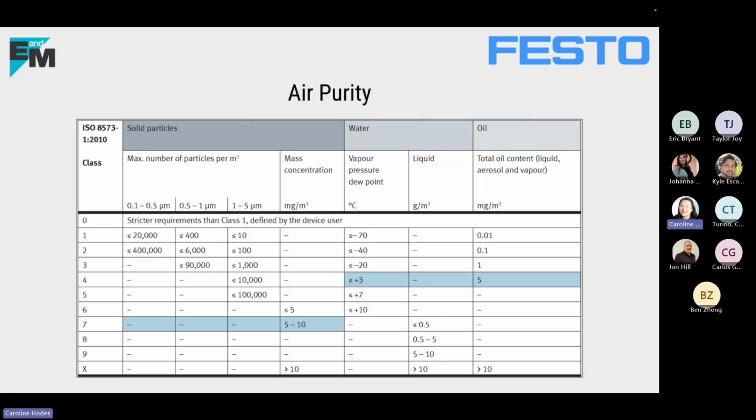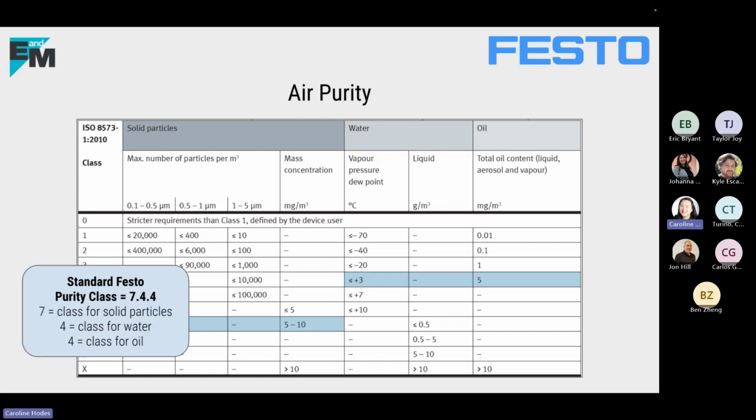Air purity looks something like this. This is an ISO graph that Festo has created. The standard purity class that Festo follows is 7.4.4, 7 being the class for solid particles, 4 being the class for water, and 4 being the class for oil. That's highlighted in blue on that slide.